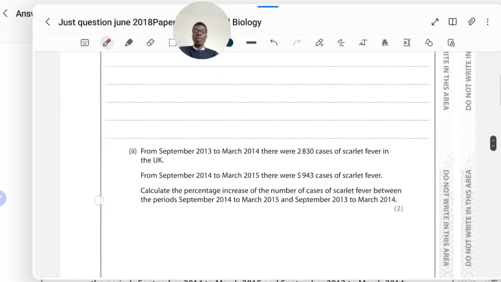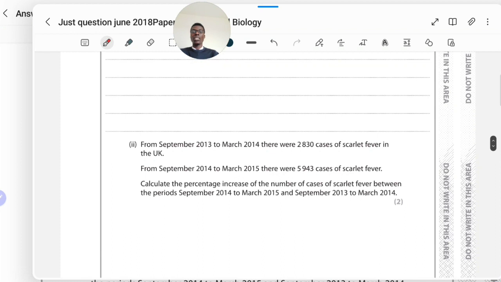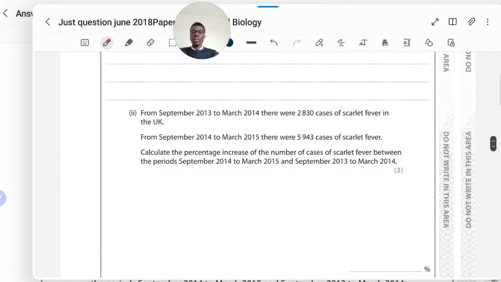So it says here, from September 2013 to March 2014, there were 2,830 cases of scarlet fever. From September 2014 to March 2015, there were 5,000 cases of scarlet fever. That means an increase. Calculate the percentage increase in the number of cases of scarlet fever between the periods of September 2014 to March 2015 and September 2013 to March 2014.